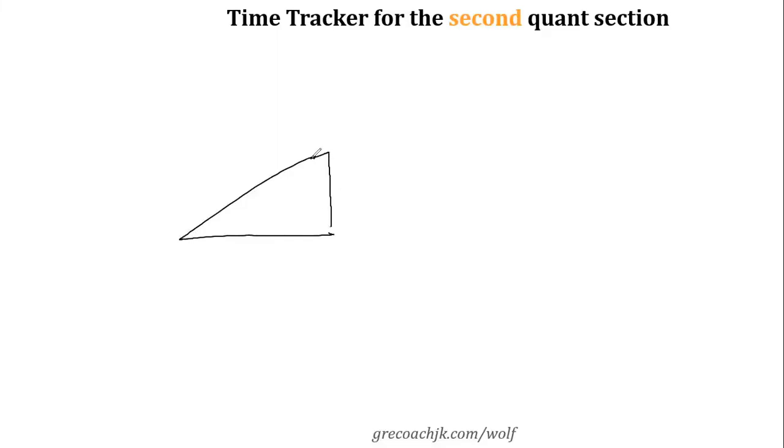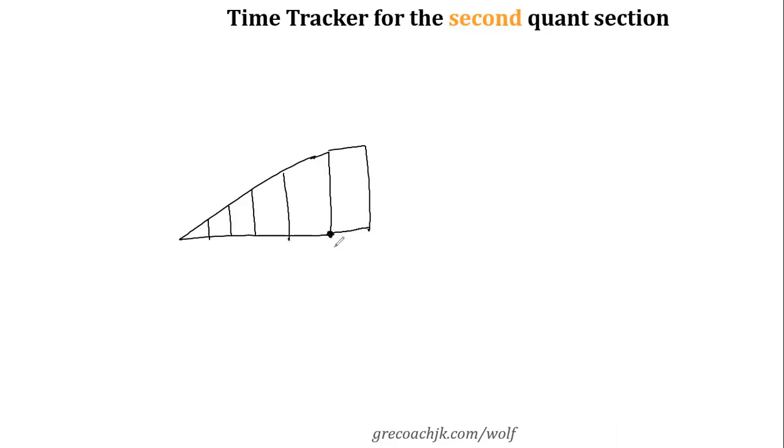So we will start by drawing a triangle followed by the rectangle. And this time, because the second quant section has more questions, we will put more bars. We will put 1 more bar. Earlier in the first quant section, we were putting just 3 bars. This time we are going to put 4 bars in the belly of the triangle.